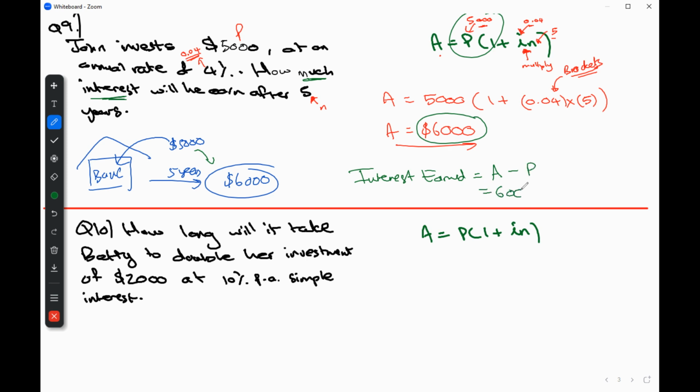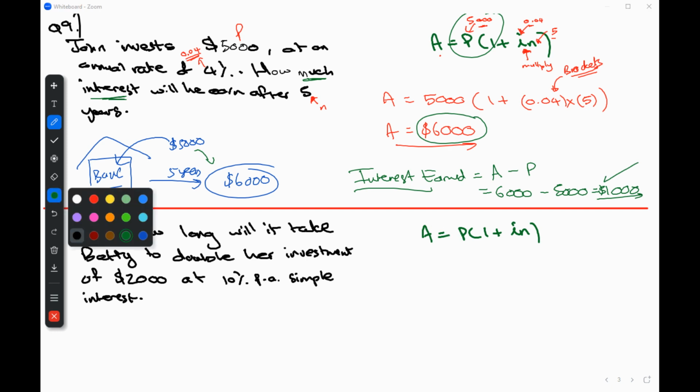6,000 minus 5,000 means that it grew by 1,000. And so $1,000 will be the interest earned for this first question. Using the same idea, what you want to do is apply it to the next question. But in the next question, we want to double the investment. And what does that mean if you invest 2,000?